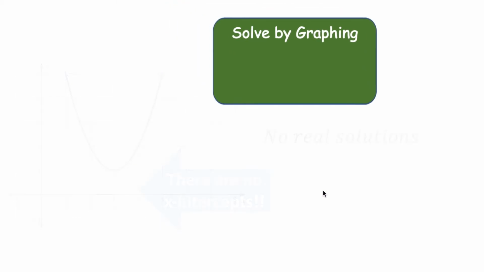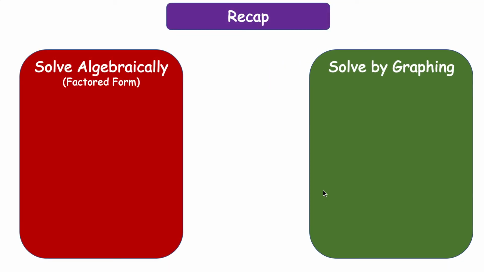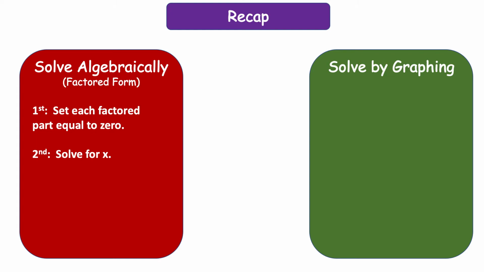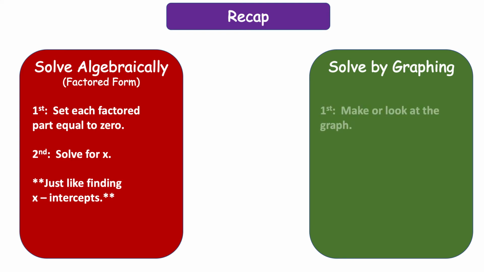Okay, quick recap. This is a short lesson. To solve algebraically when it's in factored form, you're just finding your x-intercepts basically. You set each factored part equal to 0, and then you solve for x. That was what we did at the very first slides. It's just like finding your x-intercepts. To solve by graphing, you either make or look at the graph that's given, and then you find your x-intercepts, and that's it.